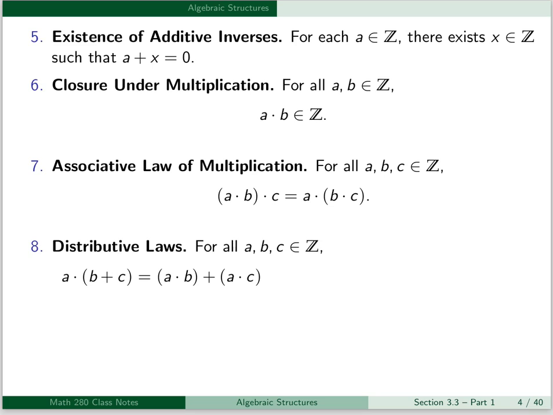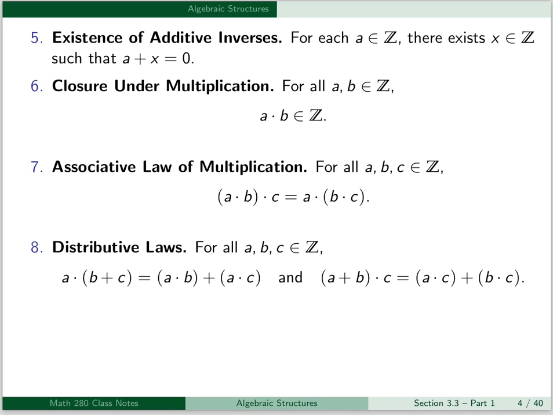For all a, b, c in Z, a times the sum b plus c is equal to a times b plus a times c. And the second one states the quantity a plus b, times c is equal to a times c plus b times c. Now there are other properties that the integers satisfy, but we're only going to focus our attention on these eight.